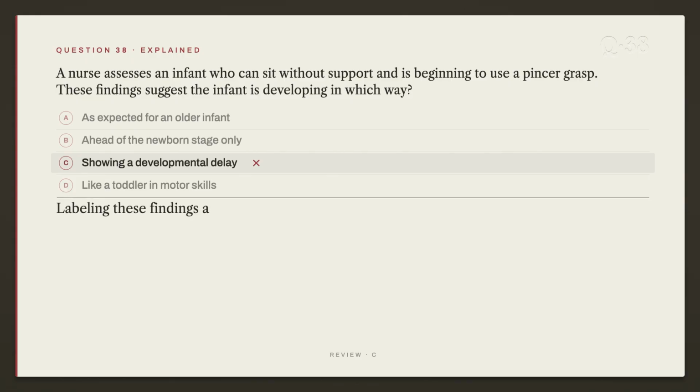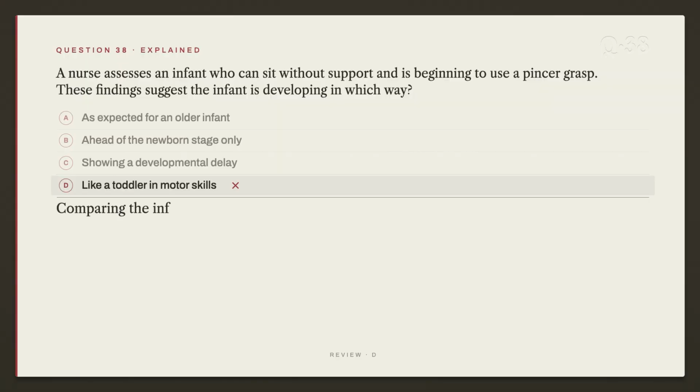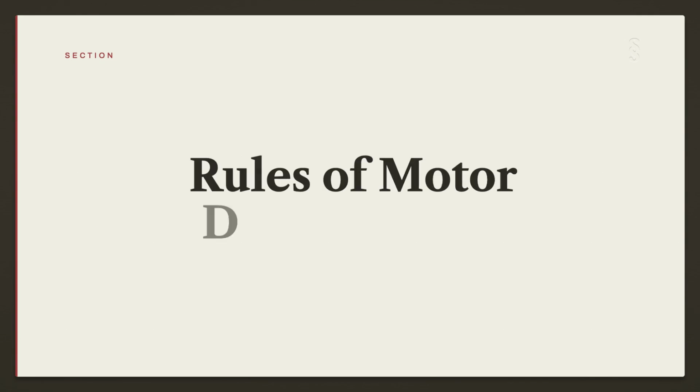C is wrong because labeling these findings a delay is incorrect, since they match the expected later infant milestones. The infant is progressing on schedule rather than falling behind in development. D is wrong because comparing the infant to a toddler overstates the skill level shown. Toddlers walk and use more refined movements, which this infant has not yet reached. So the comparison is inaccurate.